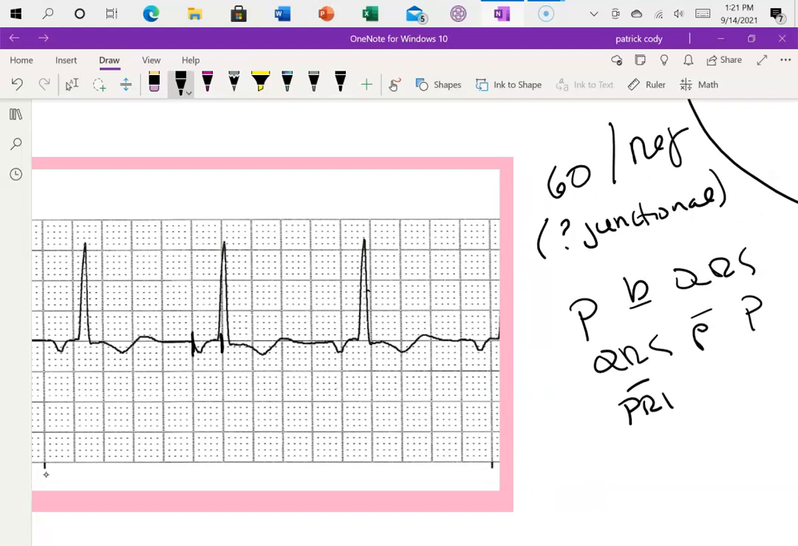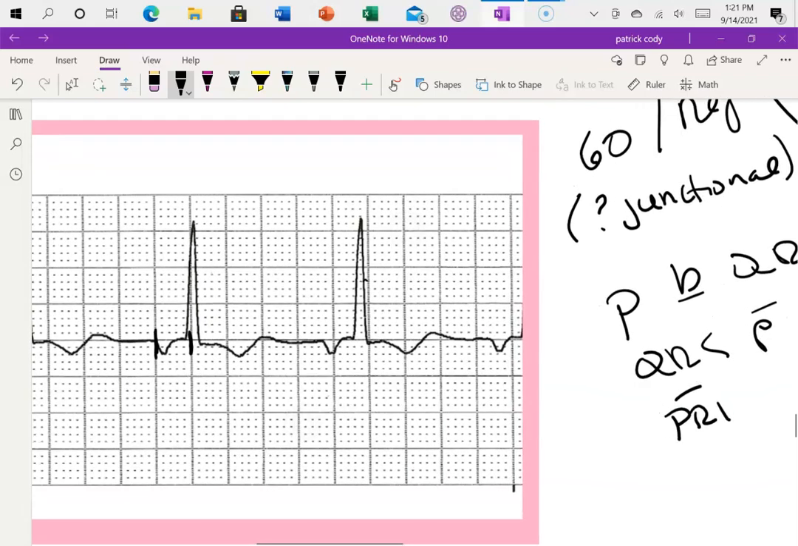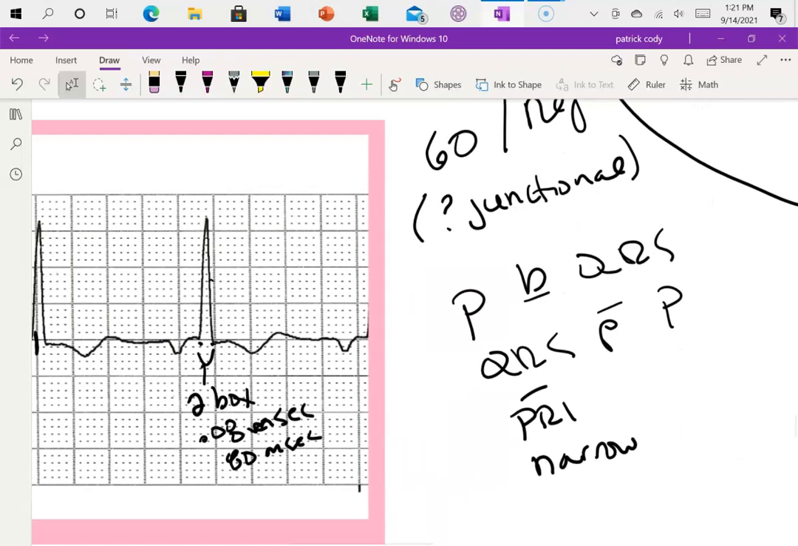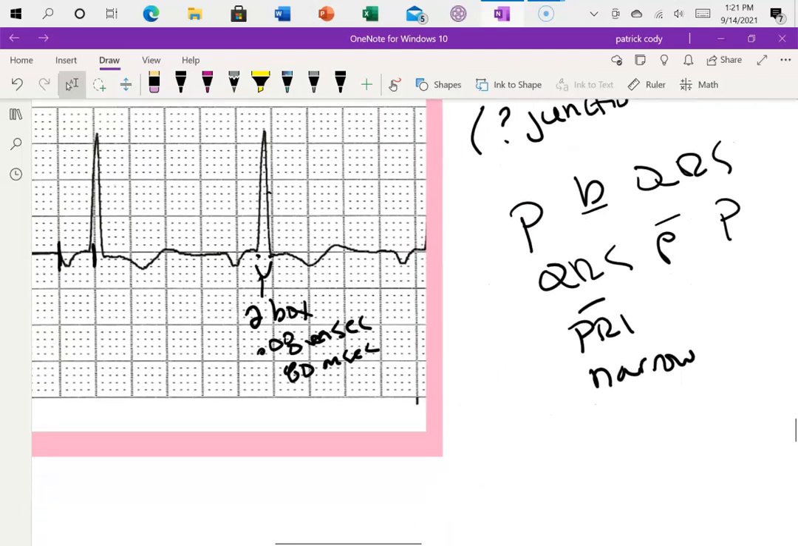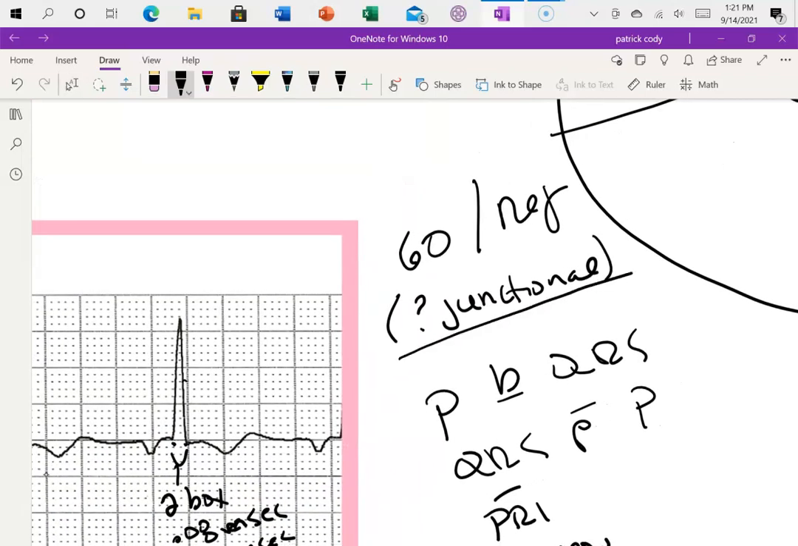And then my QRS complexes, they're a little on the wide side, but they're not wide enough. The distance from here to here is probably 2 boxes, which gives you 0.08 seconds or 80 milliseconds, right? So that's narrow criteria. So this looks like it's sinus with the exception of these inverted P waves, and so certainly the inverted P waves give us junctional criteria.